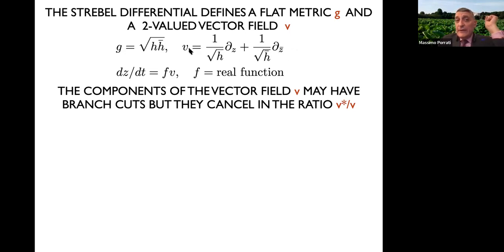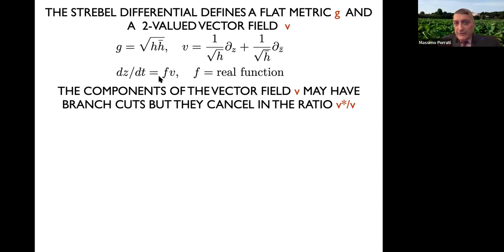In terms of this vector field, the trajectory is simply given by the derivative of the coordinate equal to the vector times some real function. Now, in order to define this trajectory, this real function will have to vanish at the points where the Strebel differential has a singularity, and maybe also some other cut. But that is not bad because when you define a trajectory and a velocity or a tangent vector, this tangent vector may vanish somewhere on the trajectory, and still the trajectory, the integral curve, is well defined.